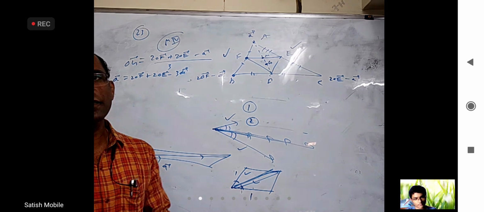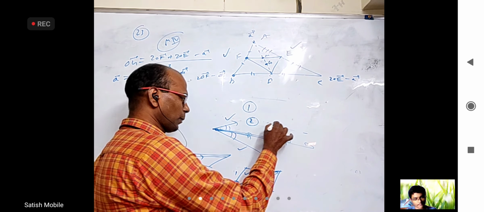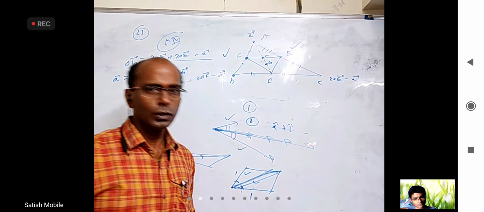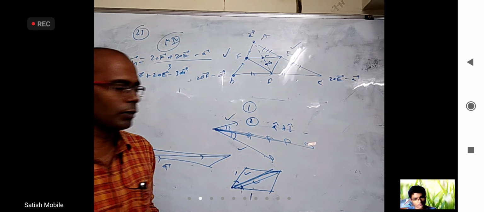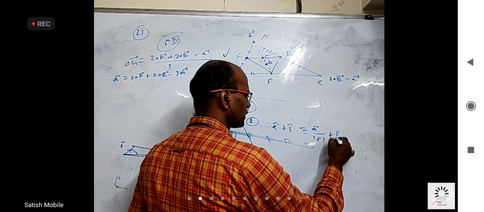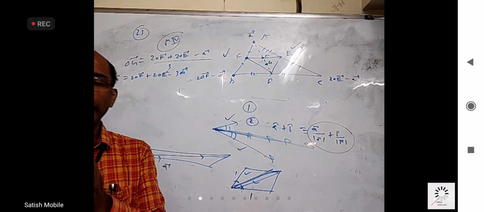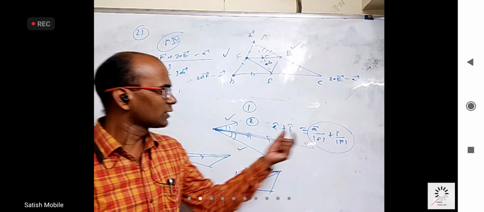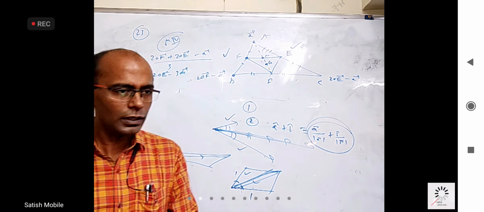Many times, what if A and B do not have the same magnitude? How to find the angular bisector? You take A cap plus B cap. Take A bar and divide by its own magnitude, take B bar and divide by its own magnitude. So A bar by mod A bar plus B bar by mod B bar will give you a vector along the bisector. This is a unit vector, this is a unit vector, but this total need not be a unit vector.